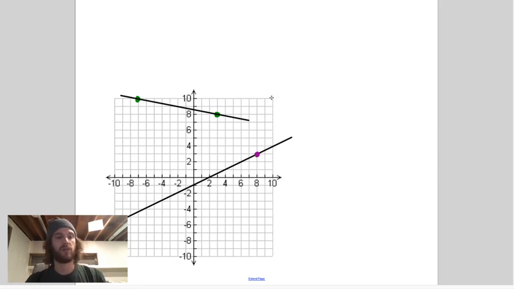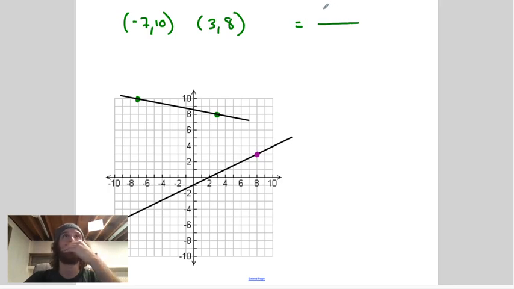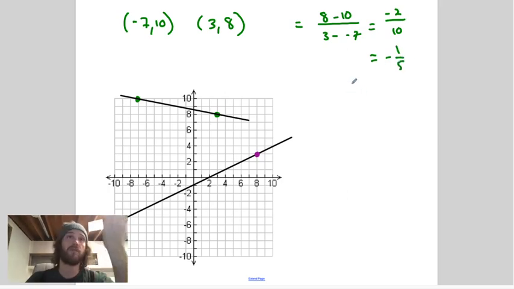There are other ways to use the graph to figure it out, but what we can do is plug these points in. This point right here is -7, 10, and this point right here is 3, 8. So let's go ahead and find the slope using that equation, y2 minus y1. That's going to be 8 minus 10 over 3 minus -7. Simplifying, we'll get -2 over 10, which simplifies to -1/5. We've got a fraction. That's fine.